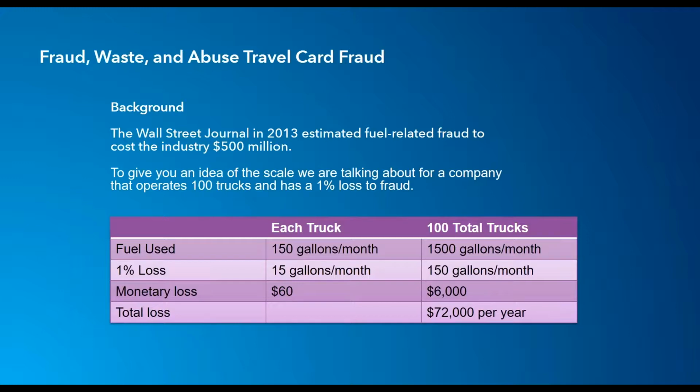Based on a study from the Wall Street Journal in 2013, the payment card industry estimated fuel-related fraud to cost the industry over $500 million, which is likely even higher now with skimmers being more prevalent today. To give you an idea of the scale we're talking about, for a company that operates 100 trucks and has a 1% loss to fraud, it winds up being around $72,000 annually, just for a small company. A few federal users implementing GIS technology to identify fuel card fraud include the USPS, GSA, and others.